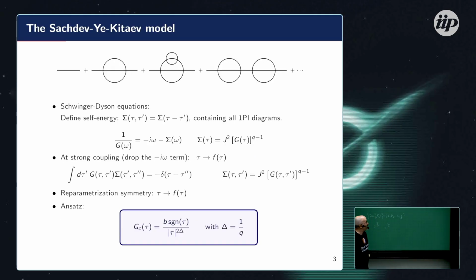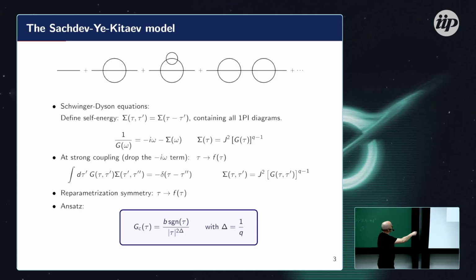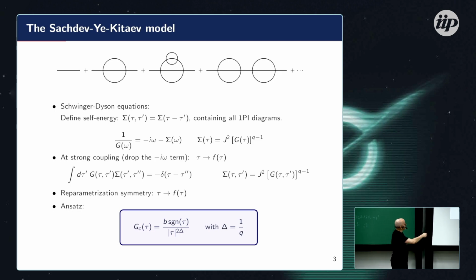Good. Melonic diagrams. So here's a propagator, and I'm just taking Q equal 4, so you have 4 fermions coupled in the Hamiltonian. So you have valence 4 vertices in these diagrams because we have Q equal 4 in this example. So you have a bunch of diagrams, and you can sum them up.